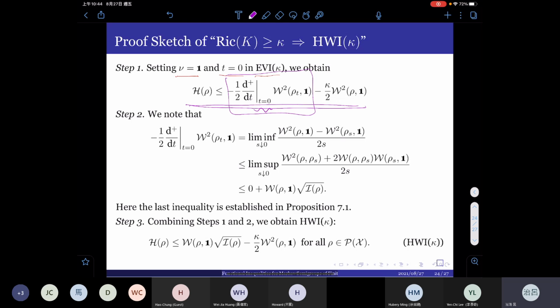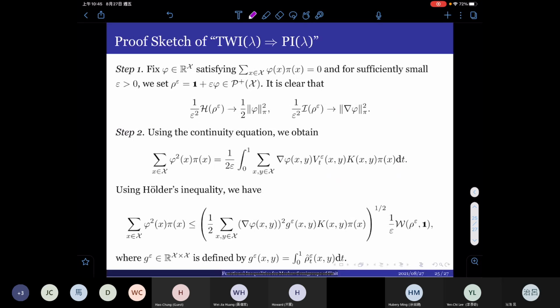And by definition of the upper right derivative, we may write this form. Here we notice this minus, so limit sup is changed to limit inf. And here we use the triangle inequality to get this form. This term, taking limit sup, can be 0, and for this term we can use proposition 7.1 to get this. And so far we put this term into this, get the HWI inequality, and the proof is done.